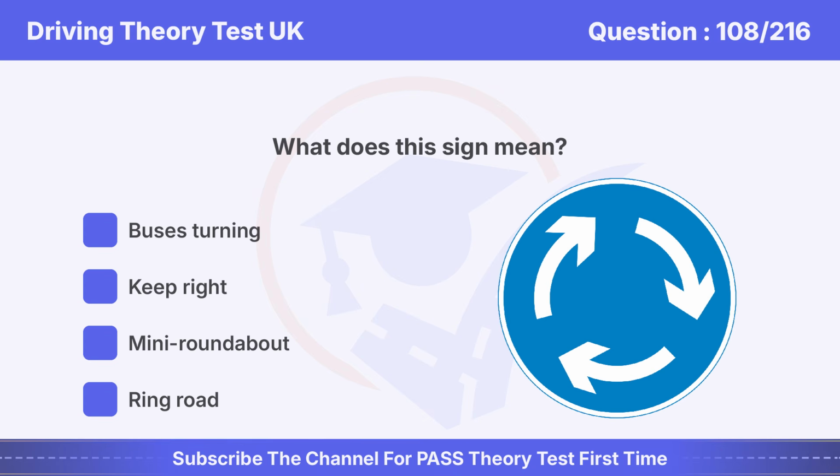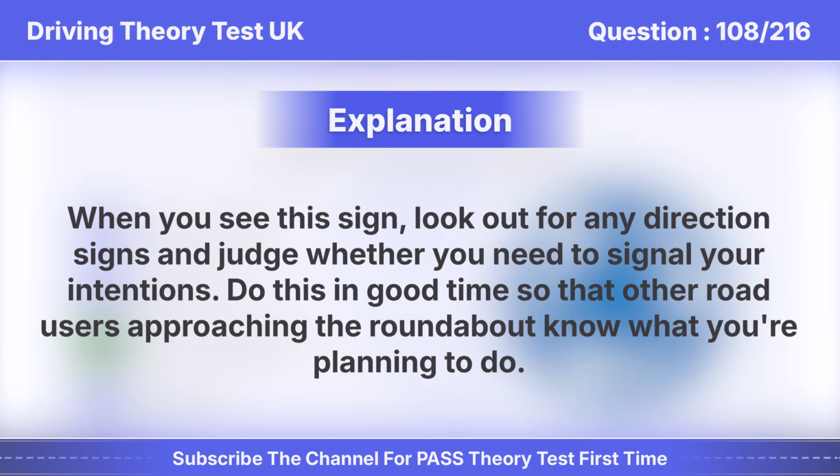Question 108. What does this sign mean? Answer is C. Mini roundabout. When you see this sign, look out for any direction signs and judge whether you need to signal your intentions. Do this in good time so that other road users approaching the roundabout know what you're planning to do.